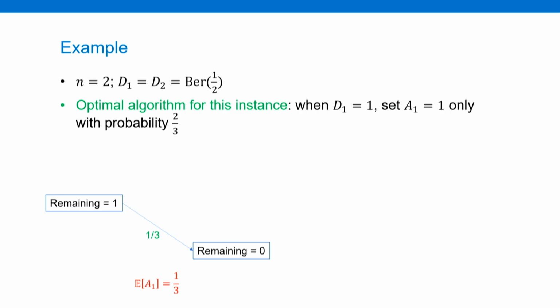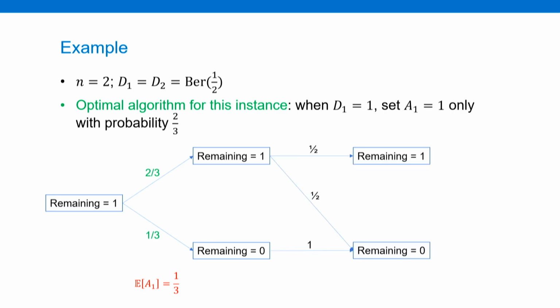So the chances that I give the food to the first agent is then 2/3 times the chances they want it, 2/3 times 1/2, which is 1/3. So their expected allocation is 1/3. 2/3 of the time, I'll have the food left over. And then, since the second agent is the last one, I'll just allocate them the food whenever they want it. And then I can see that the chances I allocate to the second agent is also 1/3.